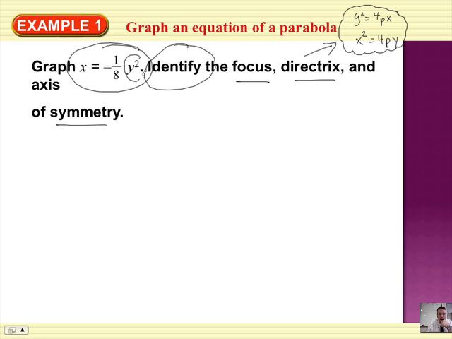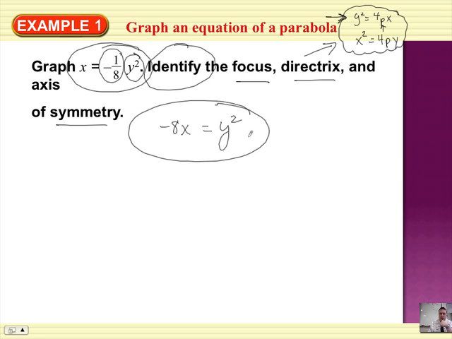So since it's y squared here, obviously we're going to choose this one. So make it into this form. Don't leave it like this, because what we want to really find is p. So let's see, if we solve for y squared, multiply both sides by -8, and we get -8x equals y squared. Now, you look at this, and still -8 is not your p.